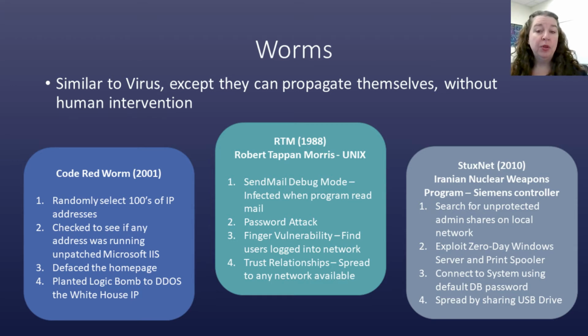The RTM, or the Robert Tappan Morris one, was a 1988 Unix attack. So 1988 was way before most of the internet existed as it is now, and it attacked Unix machines directly. There was a debug mode in the SendMail program that allowed the program to read the mail if it got infected. It would then use a password attack, with a dictionary attack or some sort of brute force attack, to break into the password. It would use the finger utility to find out which users were logged in and then spread to any users using the trust relationships that occurred.